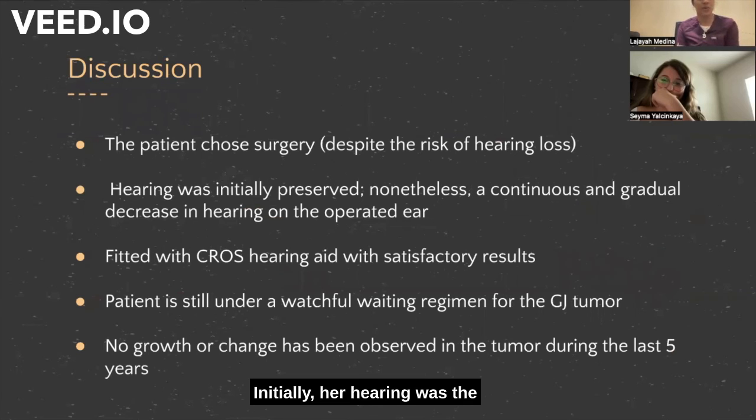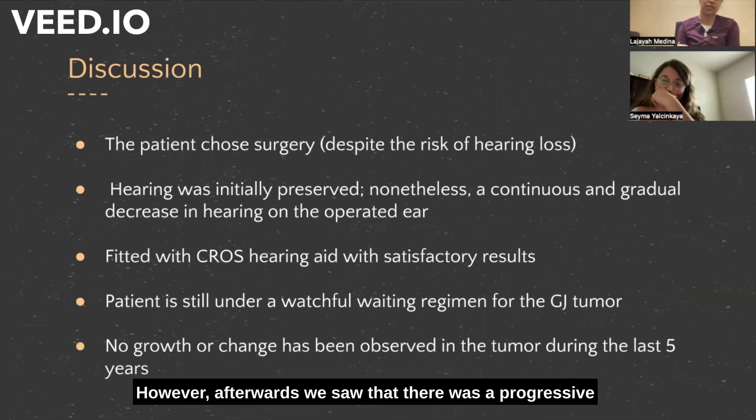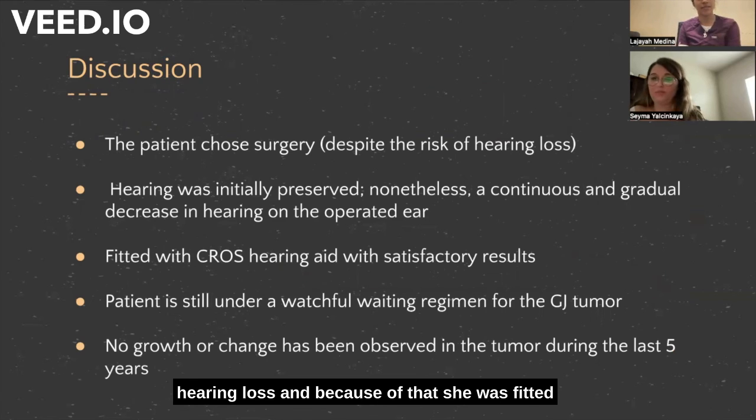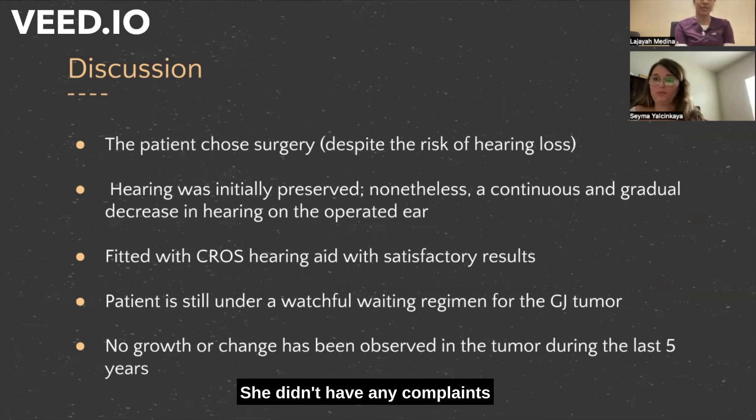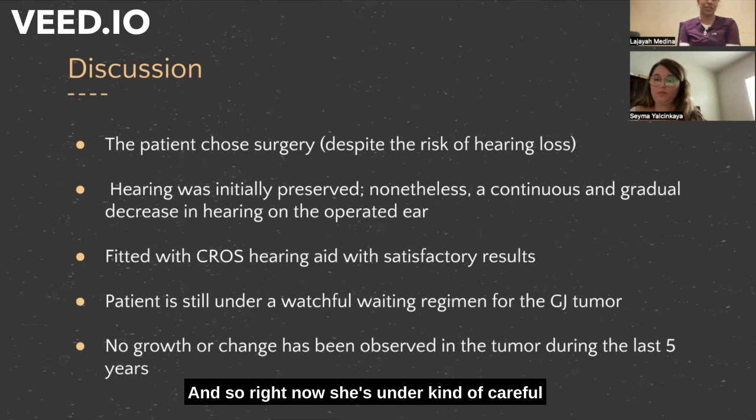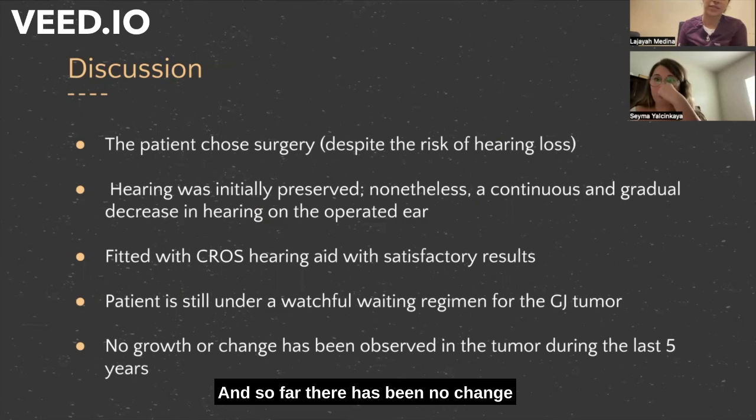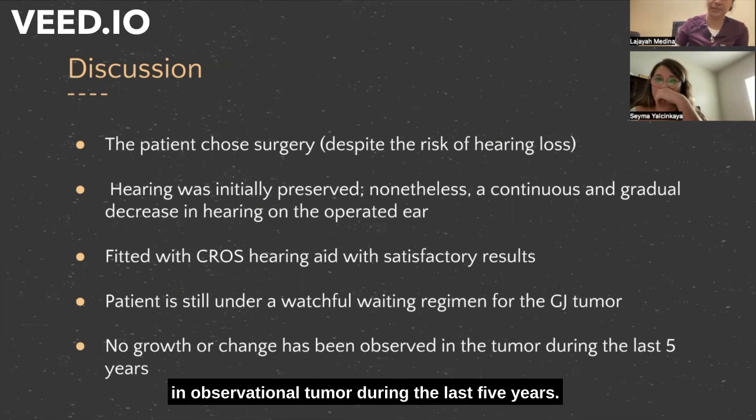Initially, her hearing was the same, it did not decrease. However, afterwards, we saw a progressive hearing loss, and because of that, she was fitted with a CROS, and she actually liked it. She didn't have any complaints or want to change anything. And so right now she's under careful observation, just to make sure we're watching the regime of the jugular tumor. And so far there has been no change in the tumor during the last 5 years.